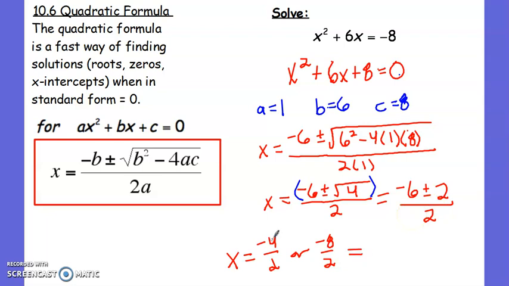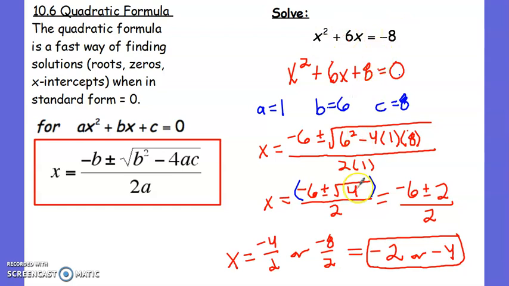Well, in that case, negative 4 over 2 is negative 2, or negative 8 over 2 is negative 4. And we've got our 2 solutions. I'll guarantee you, if you plug negative 2 into your original equation up here, negative 2 squared is 4, plus 6 times negative 2 would be negative 12, and 4 plus negative 12 is negative 8. Feel free, you can check that negative 4 for yourself. Plug that in, see if it isn't the solution to your equation.